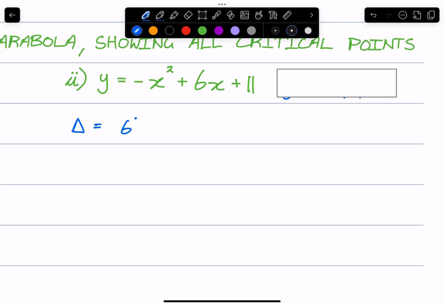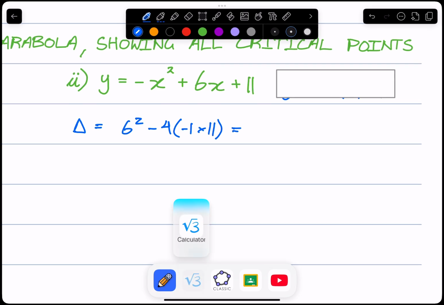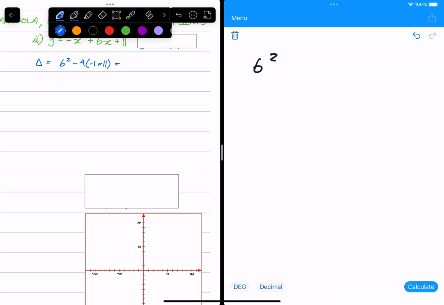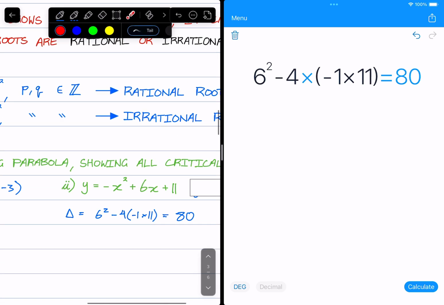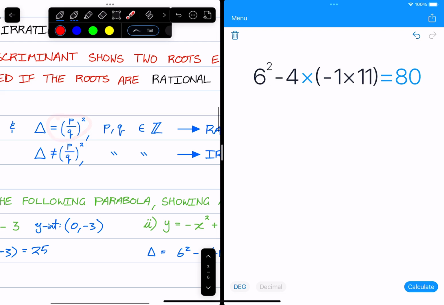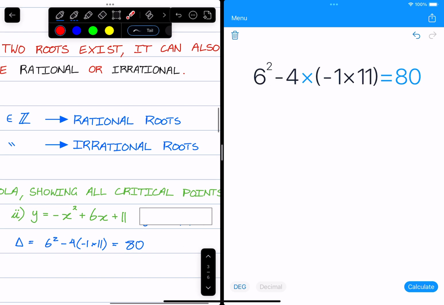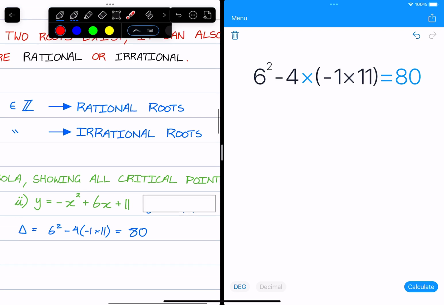b squared, 6 squared minus 4 times -1 times 11 into our calculator. 6 squared minus 4 times -1 times 11, we get 80. So now when we put this, and notice how 80 is not a perfect square, it is not of this form. So it is not of this form. We are going to get irrational roots.